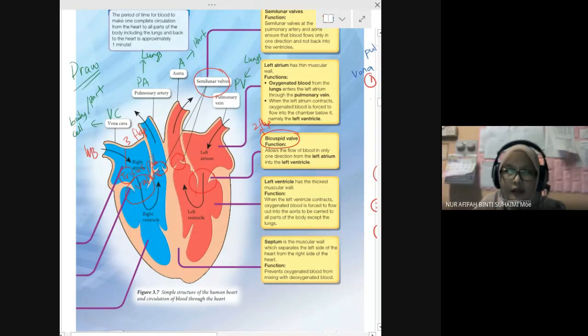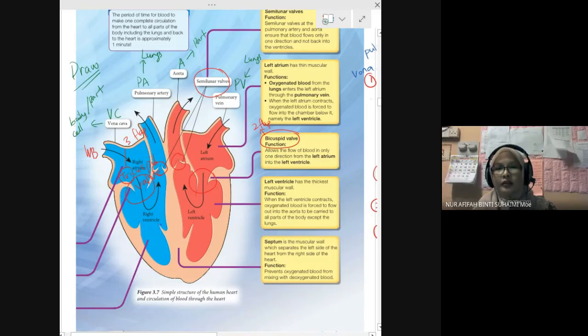Okay, 3 types of valve: tricuspid valve at the right side, bicuspid valve at the left side, and semilunar valve between the artery and ventricle. Between the atrium and ventricle, left and right side, we have tricuspid and bicuspid. The function of a valve is to allow blood to flow in one direction only. Tri means 3 flaps. Bicuspid, bi means 2 flaps.